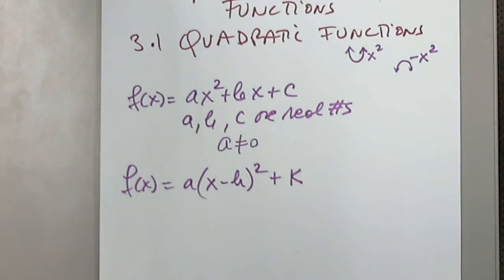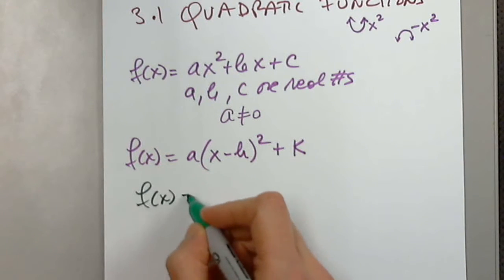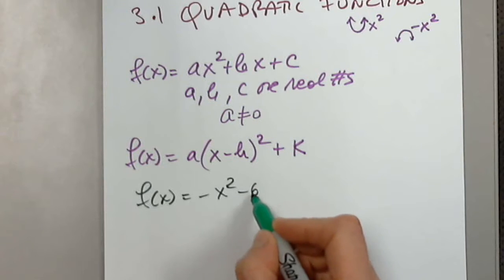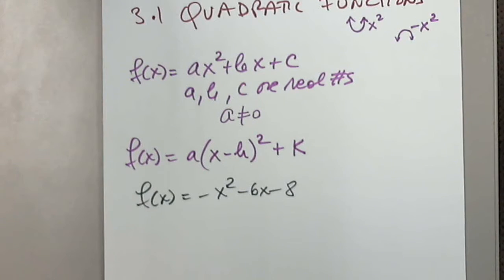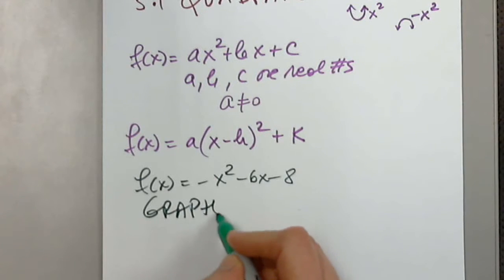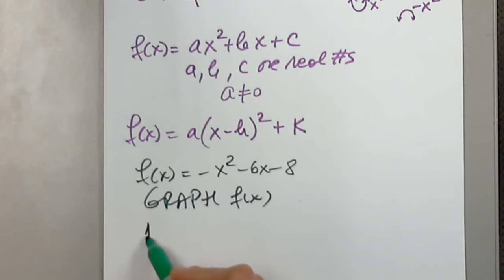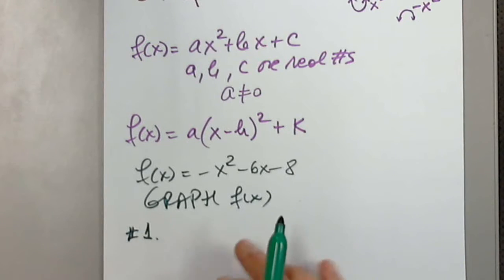So let's start with an example of the first one and see how to graph it. Okay, ready? So let's say f of x equals negative x squared minus 6x minus 8. We are asked to graph f of x. And we will have to go through 7 steps. Step number 1, shape.